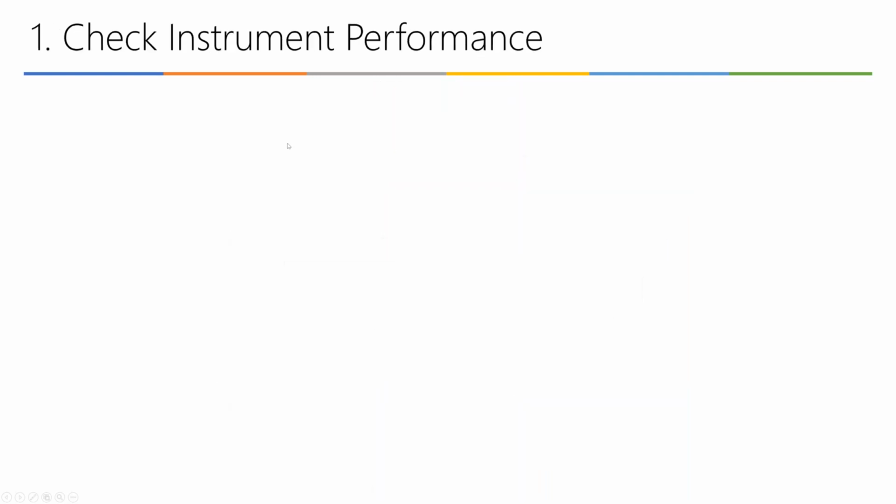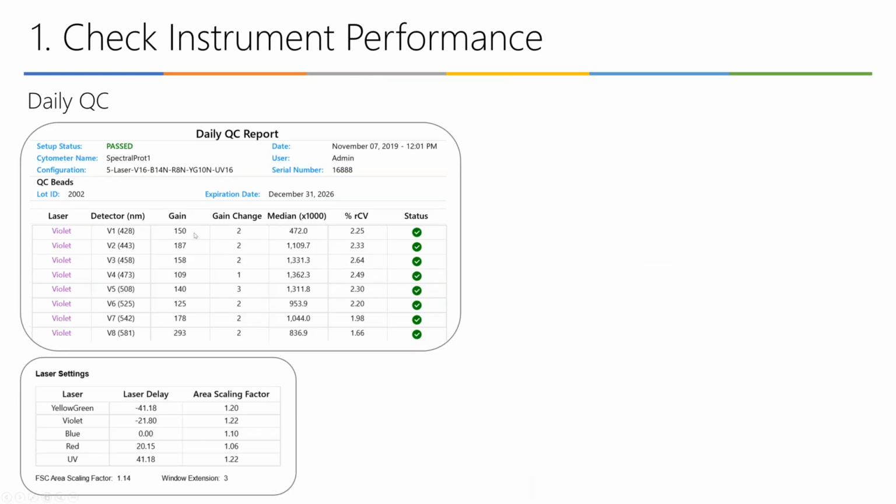Number 1, check your instrument performance. Run daily QC and review the report. QC passing alone is a good indication that your instrument is performing well. So beads will be run, and we will adjust gains based on the beads intensity for all the detectors. Laser delays and area scaling factors will be calculated automatically.